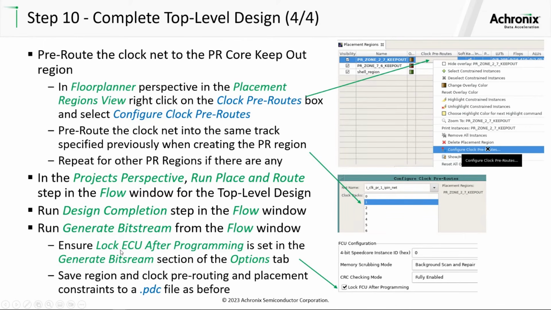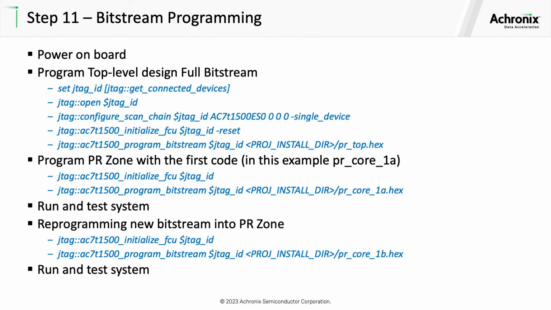Now, again, we're going to want to make sure we select lock ECU after programming, as shown here at the bottom, and save the region in the clock pre-routing and placement constraints to that PCC file, just like we did before when we did it on each individual one. Now, we've basically built an FPGA with some keep out regions, and we already have the bit streams that we can load into those partial reconfiguration keep out zones.